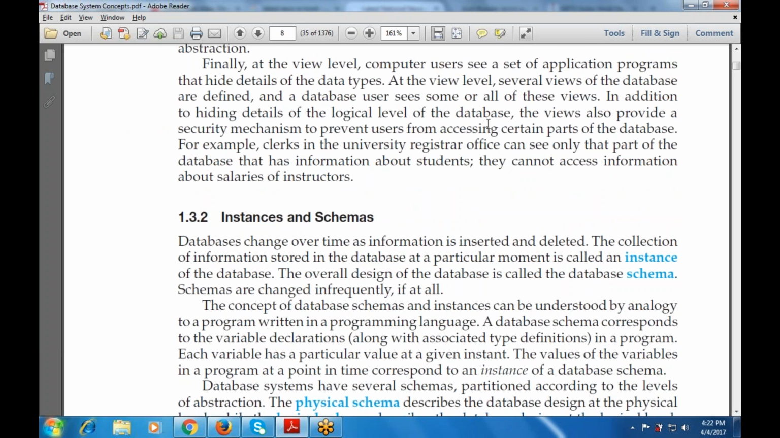The next part is the instance and the schemas. The database changes over time as information is inserted and deleted, and the collection of the information stored in the database at a particular moment is known as the instance. So this is at a particular moment when the database is stored. And the overall design of the database is known as the database schema. And schemas are changed infrequently, if at all. Changed infrequently means whenever it is free, that is, available at all times.